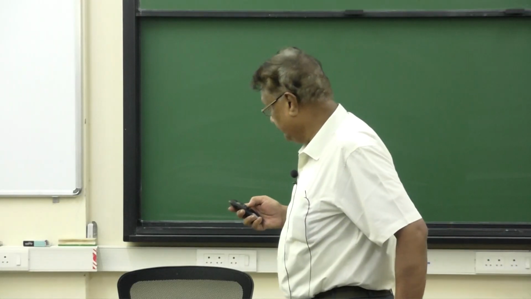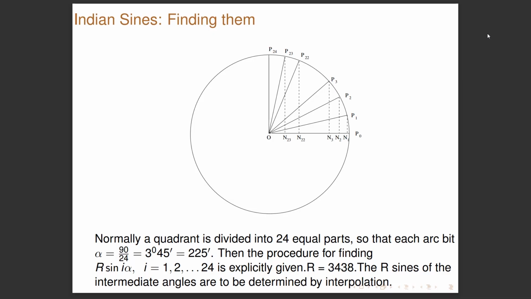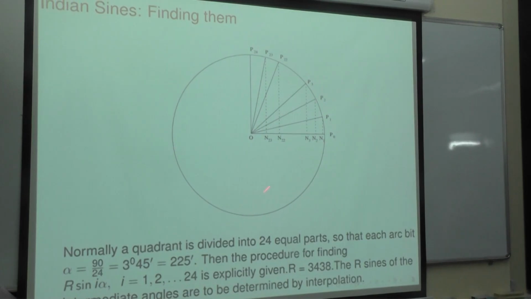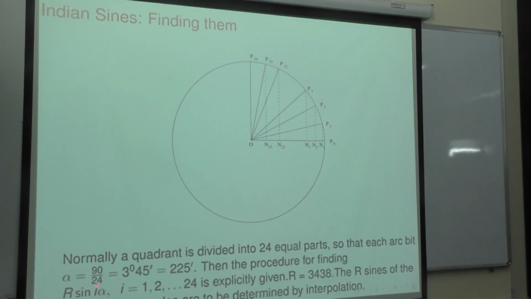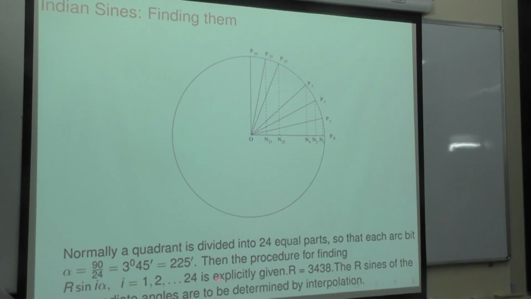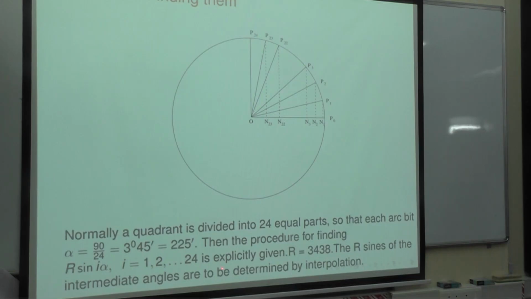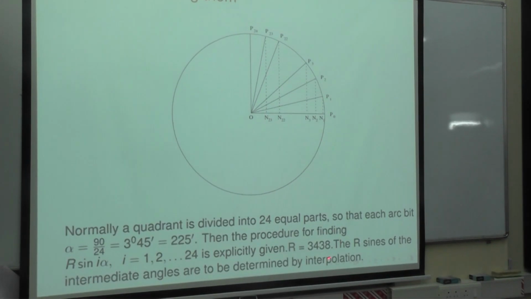So normally a quadrant, you remember, is 1/4 of a circle, right? It is divided into 24 equal parts, so that each arc bit is equal to 90 by 24. So that is 3 degrees 45 minutes, or 225 minutes. Then the procedure for finding r sin i alpha, i equal to 1 to 24, is explicitly given. As I told you, r is normally taken to be 3438.